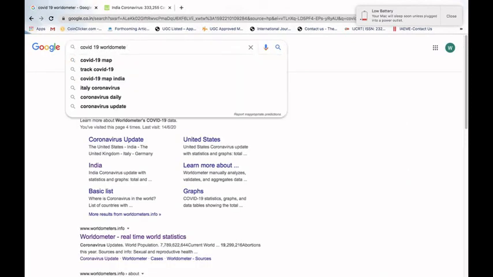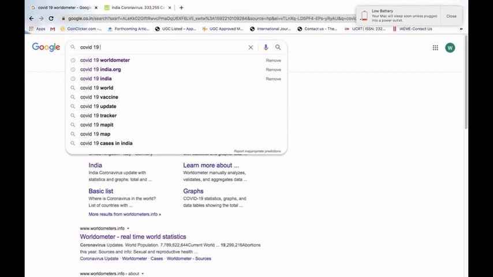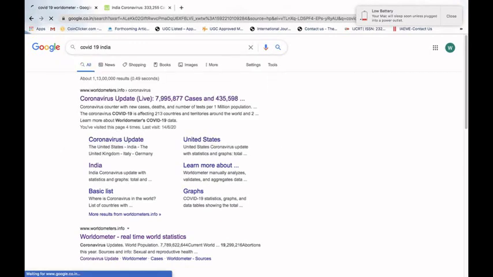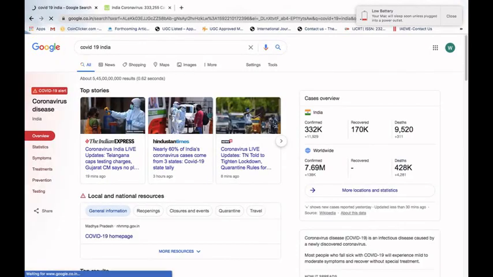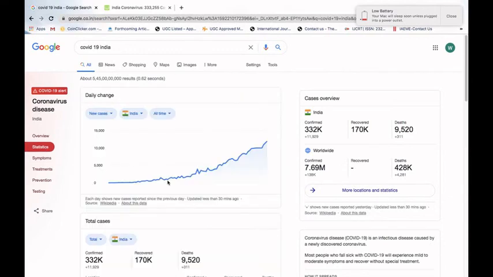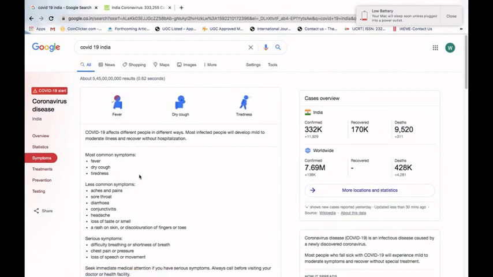We can also get certain information about COVID-19 from Google. To get this information, we have to search COVID-19 India, and here we can see the information about India coming up on Google. If we click on statistics, Google will start showing us the statistics. If we click on symptoms, Google will tell us about the symptoms.